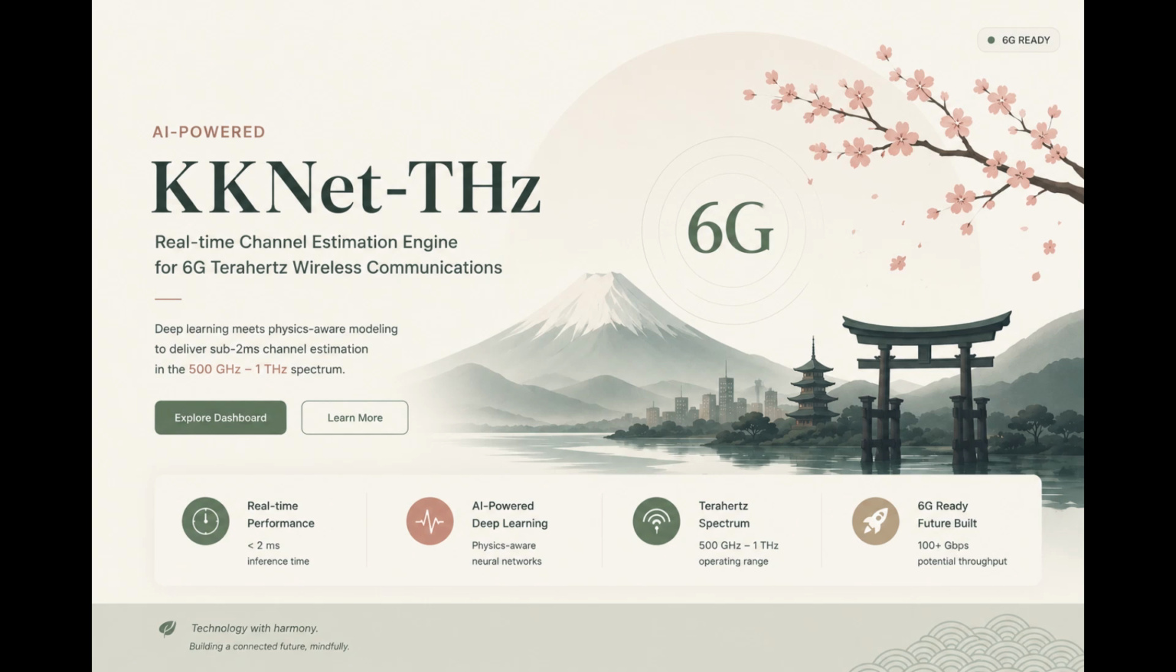Hi, I'm Saurabh, and this is KKNet-Terahertz, an AI-powered real-time channel estimation engine for 6G terahertz wireless communications.